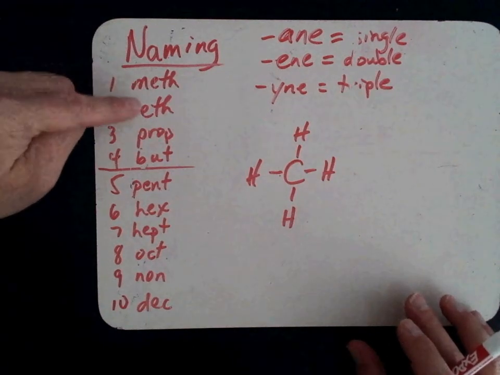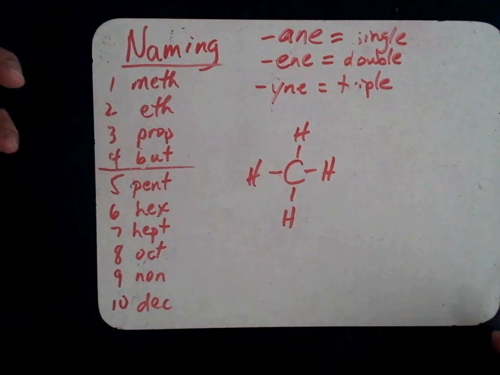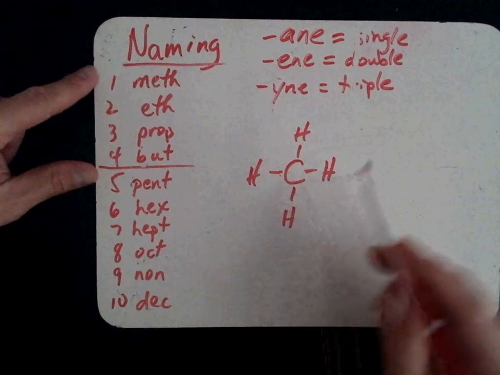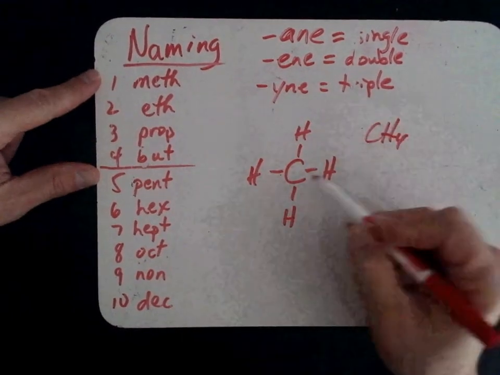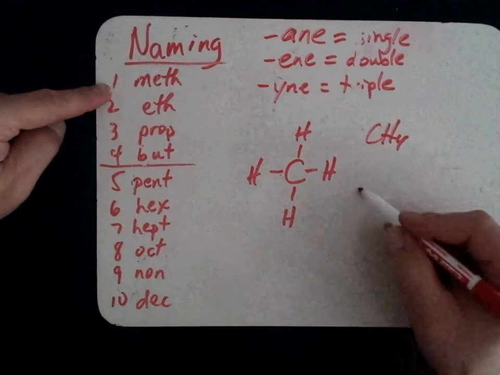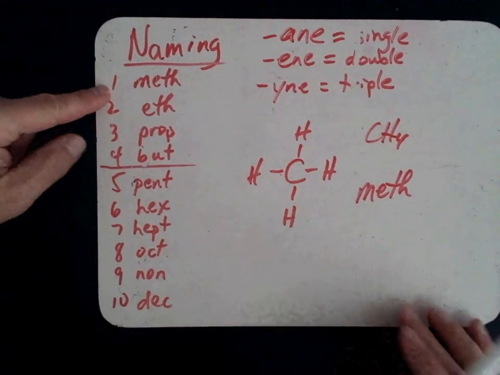Now here's a silly way to remember them. In order: monkeys eat purple bananas. Meth, eth, prop, bute. So how do you do that? It works like this. How many carbons are in this formula? Well, its formula was CH4. You can tell 1 C and 4 H's. How many carbons are there? There's 1. So the beginning of the word is meth.